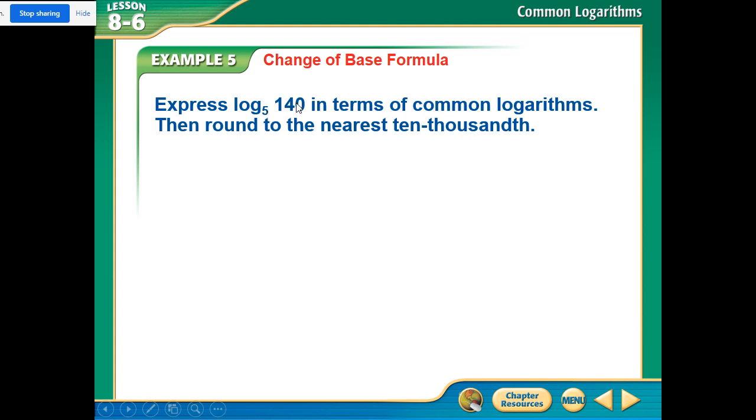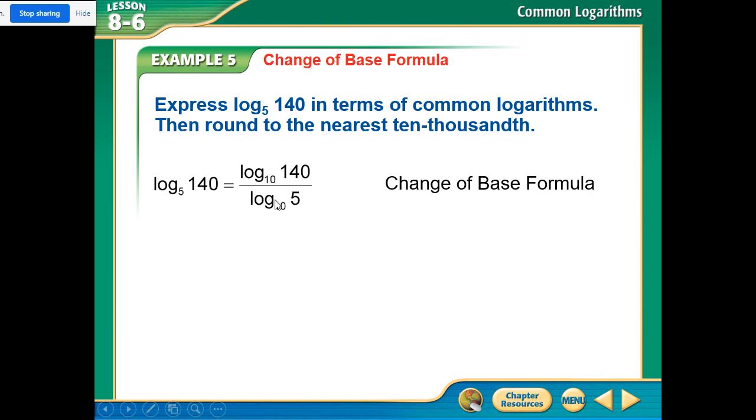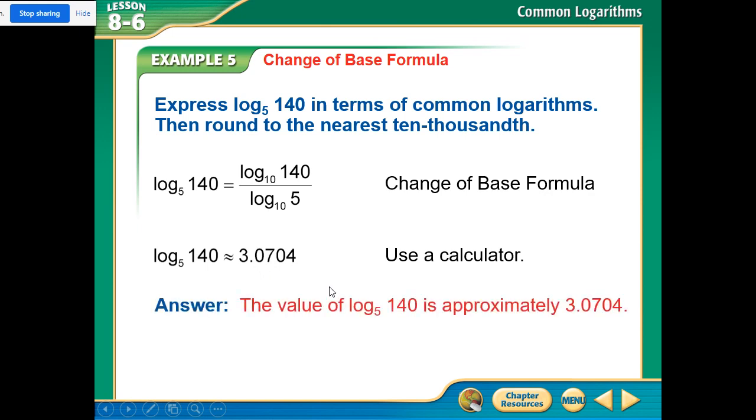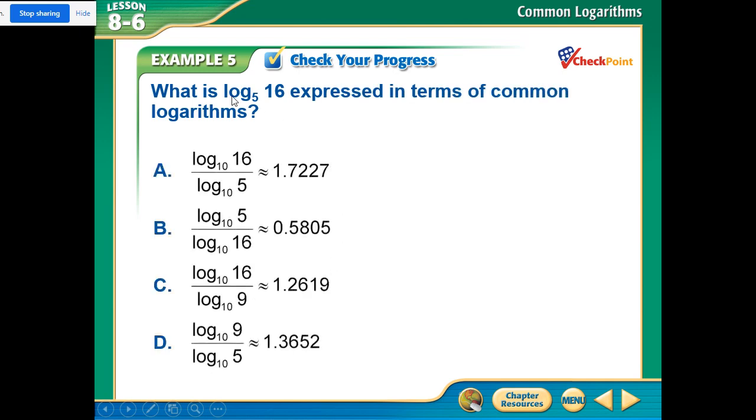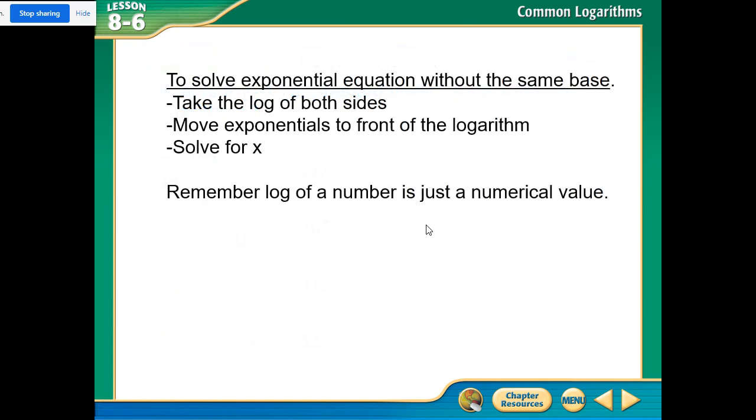Now when we have log base 5 of 140, then we can do log 140 divided by log of 5. So we're going to do the first divided by the second, and you type that in and you get 3.0704. So this one's log 16 divided by log of 5. That gives us 1.7227. Those are all things that we've done already. It should just be review.